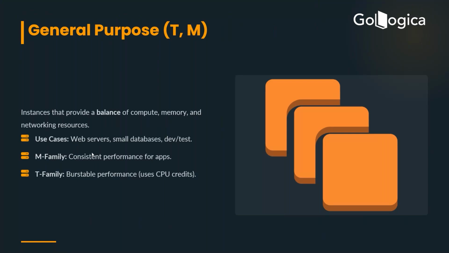The M family gives you consistent performance for your applications. Here the CPU usage and everything will be consistent. And for the T family, you get burstable performance, which uses CPU credits. Now this is a very special feature of the T family, burstable performance and CPU credits.